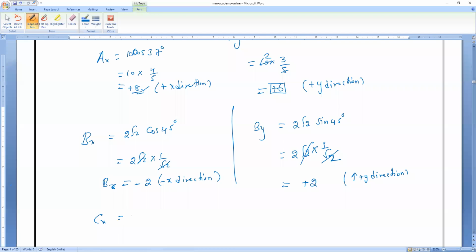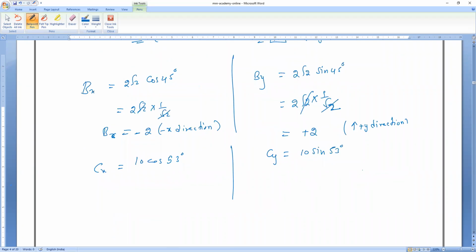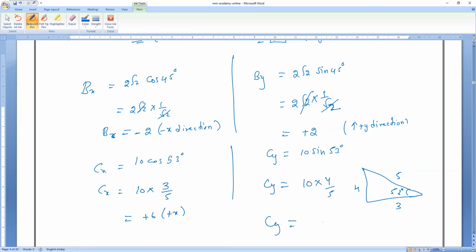Next, in the same way, find Cx and Cy. Cx equals 10 cos 53, and Cy equals 10 sine 53. We all know this is also a famous triangle. For 53, base is 3, side is 4, and hypotenuse is 5. Cx equals 10 into 3 by 5, which is 6, plus x. Next, Cy is in the downward direction: 10 into 4 by 5, so Cy is equal to minus 8, the minus y direction. Right or wrong?